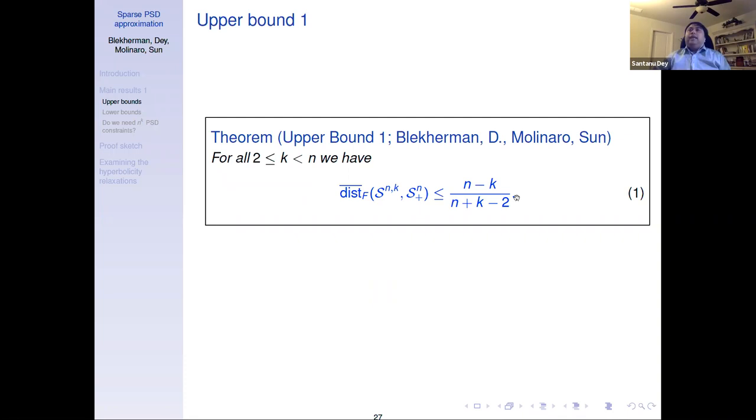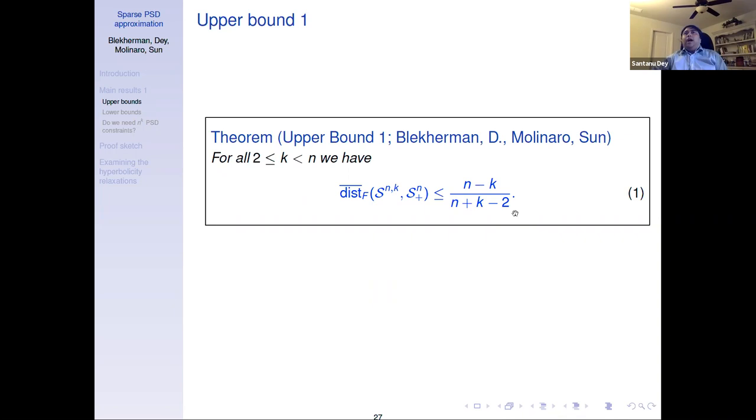And so what we really want is upper bounds on this distance measure. Our first few results are upper bounds on this distance between SNK and SN plus as a function of N and K. So our first result is that for all n greater than or equal to 2, k greater than or equal to 2, you get a distance upper bound that looks like that.